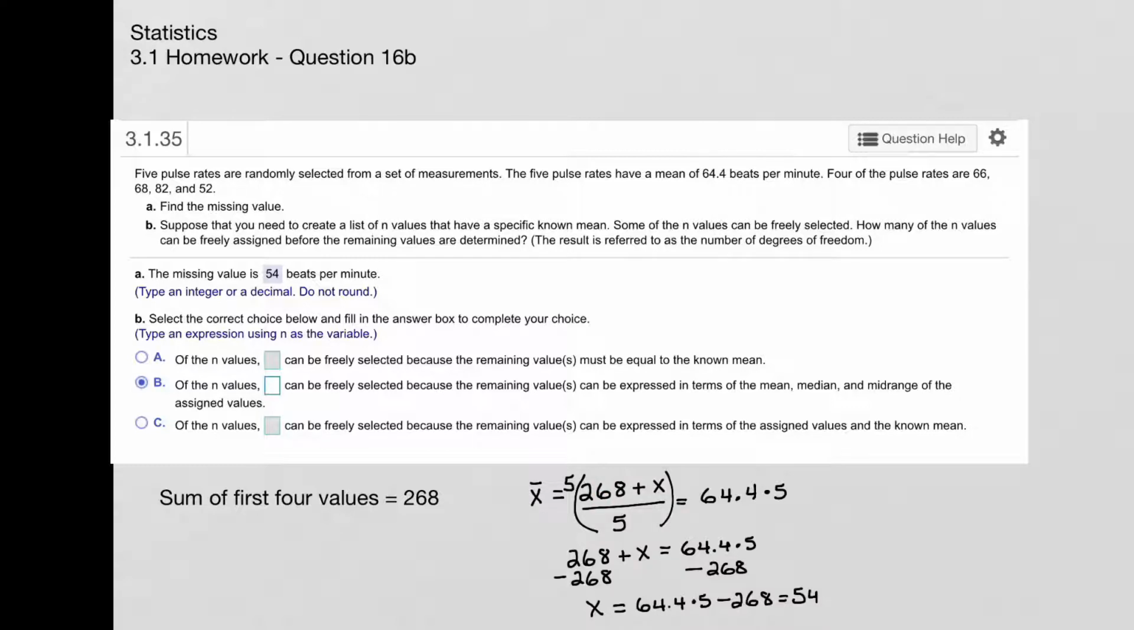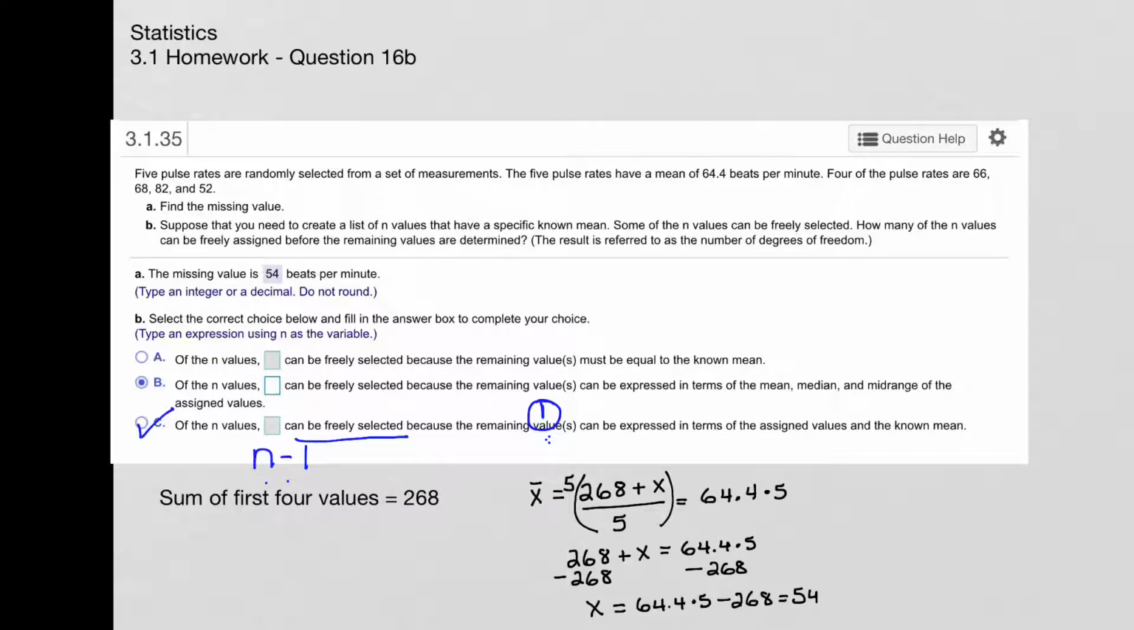So what we can determine from that is, suppose there were 100 values, then I could freely select the first 99 values, but the 100th value is going to be determined by the mean and the sum of the first 99. So what I want to select here is choice C. Of the n values, n minus 1 can be freely selected because the remaining 1 value, you don't have to fill that in, but that's how many. So n minus 1 plus 1 gives you the total of n values.